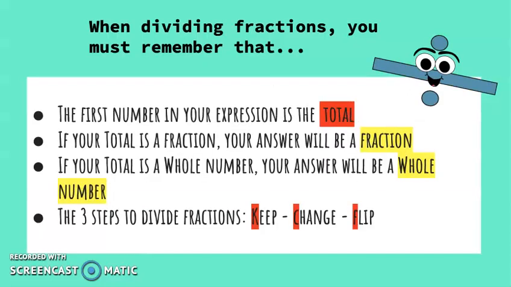So, when dividing fractions, you need to remember that the first number in your expression is the total. The first number that you see in the expression or in the equation will always be your total. Now, if your total is a fraction, your answer will also be a fraction. If your total is a whole number, then your answer will be a whole number.